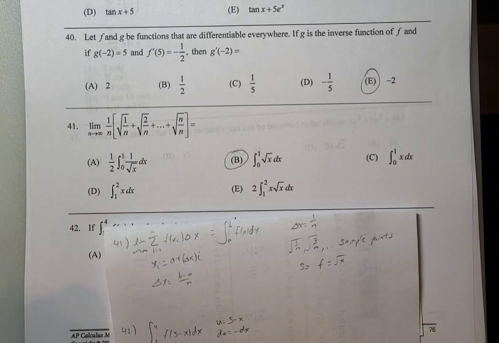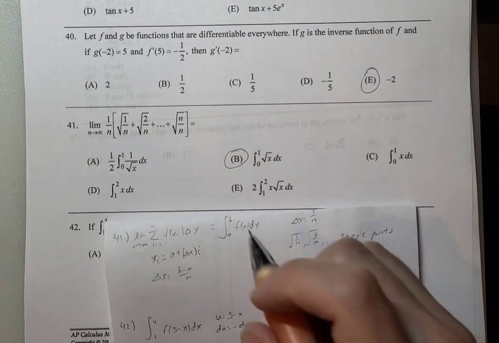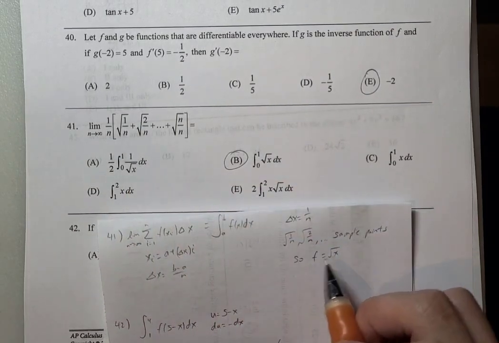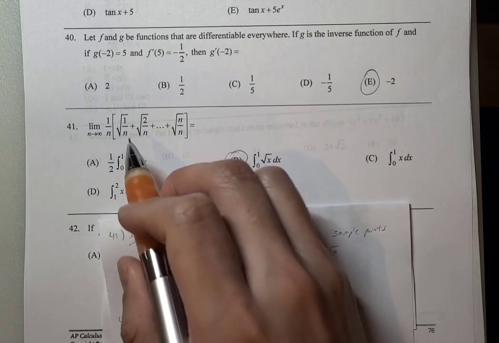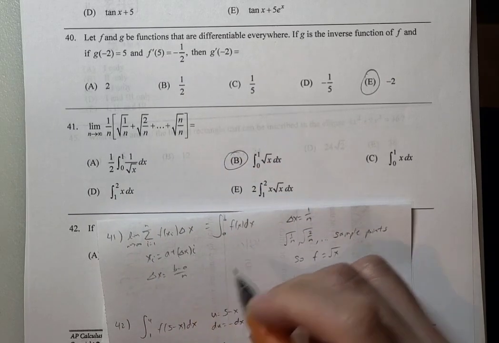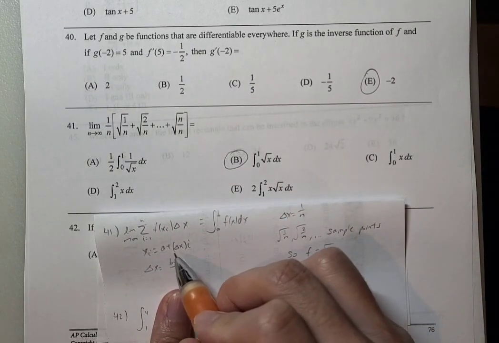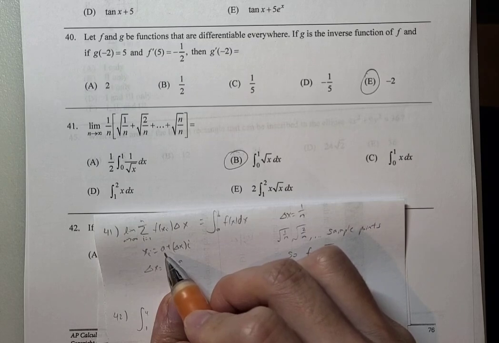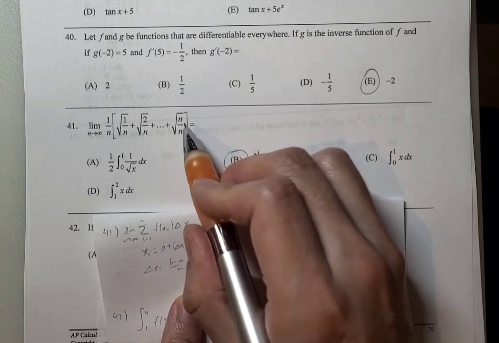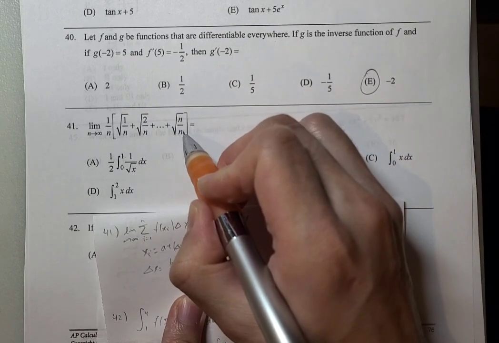And actually, you can even go and find the limits. We said that delta x is 1 over n. The first point is a plus 1 over n times 1. So a would have to be 0. And then this one, we're using right endpoints, right? So it ends at n over n, which is 1.